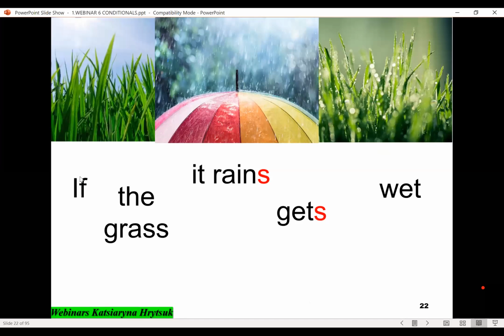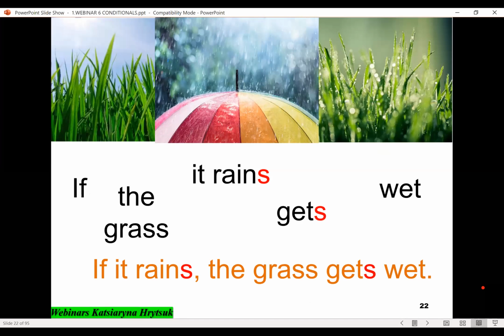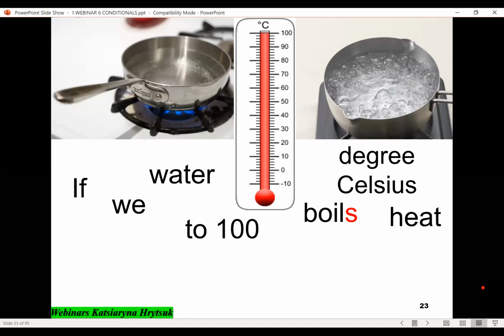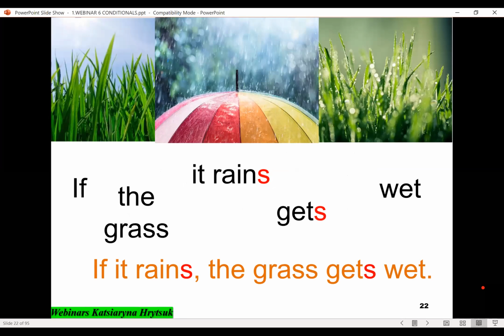We talk about grass. This is grass. So what can happen with the grass? The grass gets wet. Okay, so the grass gets wet if it rains. You see, you can change main clause and if clause, and it's correct. If it rains, the grass gets wet, or the grass gets wet if it rains. Sandrine.